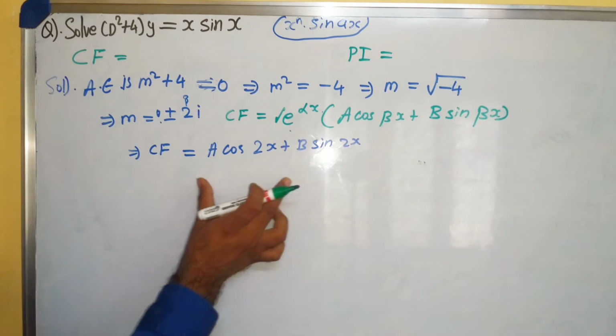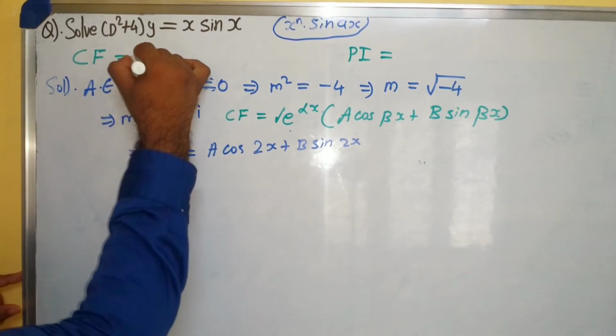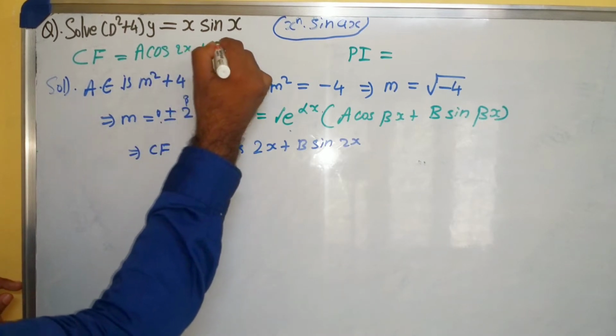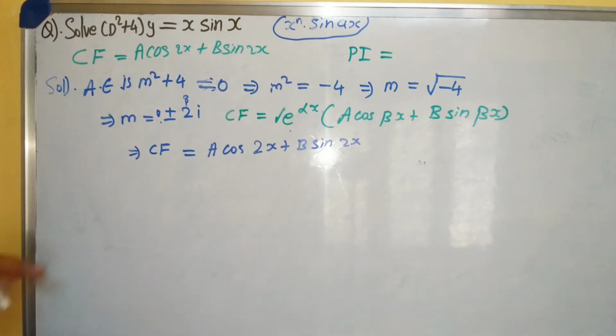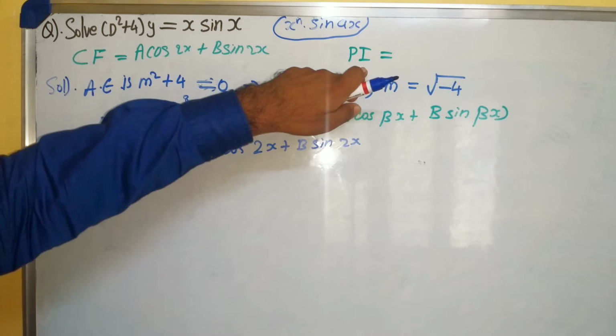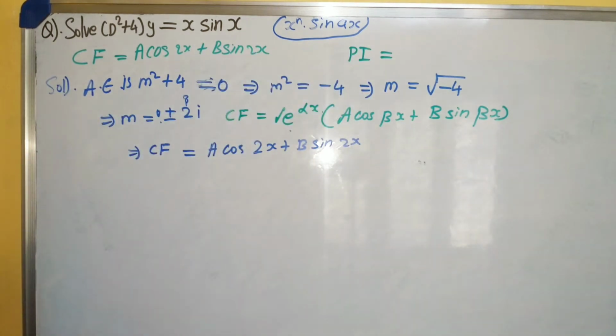I am just rewriting the complementary function here. Complementary function is a cos 2x plus b sin 2x. So the complementary function is found. Now our task is to find the particular integral. By finding both, this problem will be completed. So let me find the particular integral.